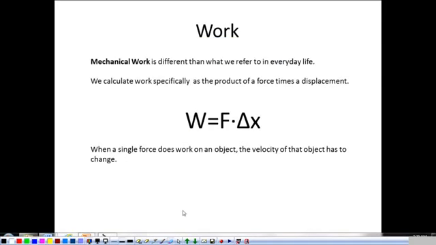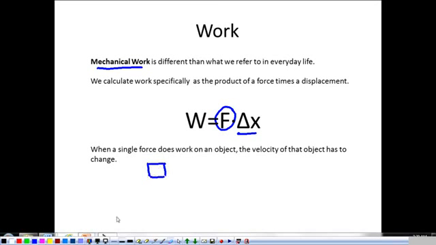So, let's get into it. And again, mechanical work is different than work we have in everyday life. So, for us, work is, like I said, using a force to move a distance. So to calculate work, we're just going to take a force and multiply it by how far we move. So let's do a simple example.